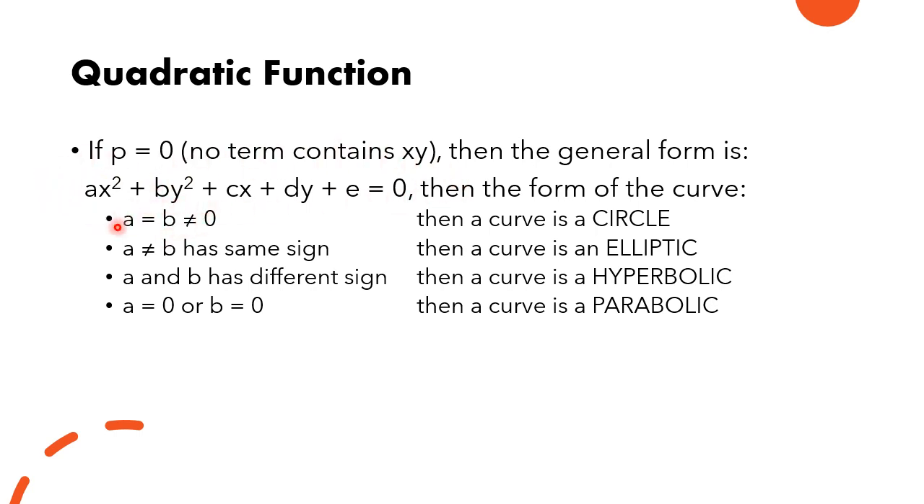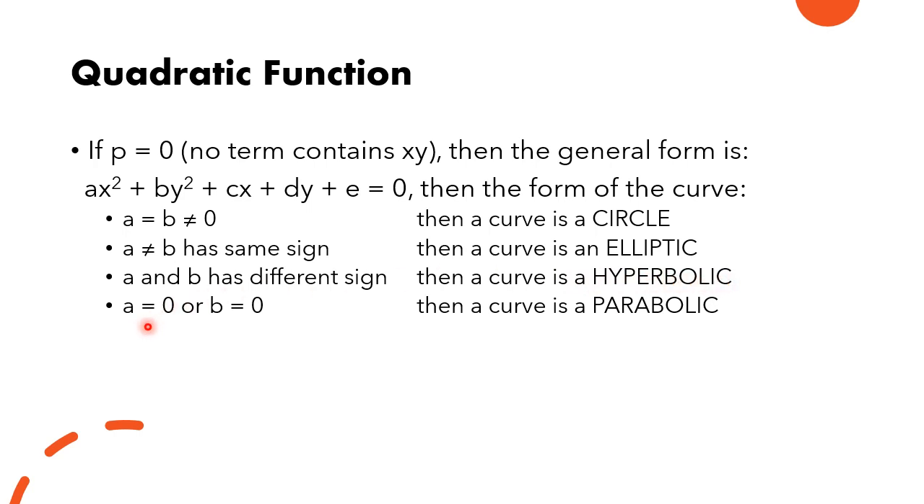So this is again the general form of quadratic function. You see here, if a and b are not 0 and equal, then the curve is a circle. Both x and y have a quadratic exponent, so that is a circle. We call that the circle curve, so the drawing of the curve will be a circle. And then if a is not equal to b and they have the same sign, the curve will be an elliptic curve. If a and b have different signs, then the curve is hyperbolic.